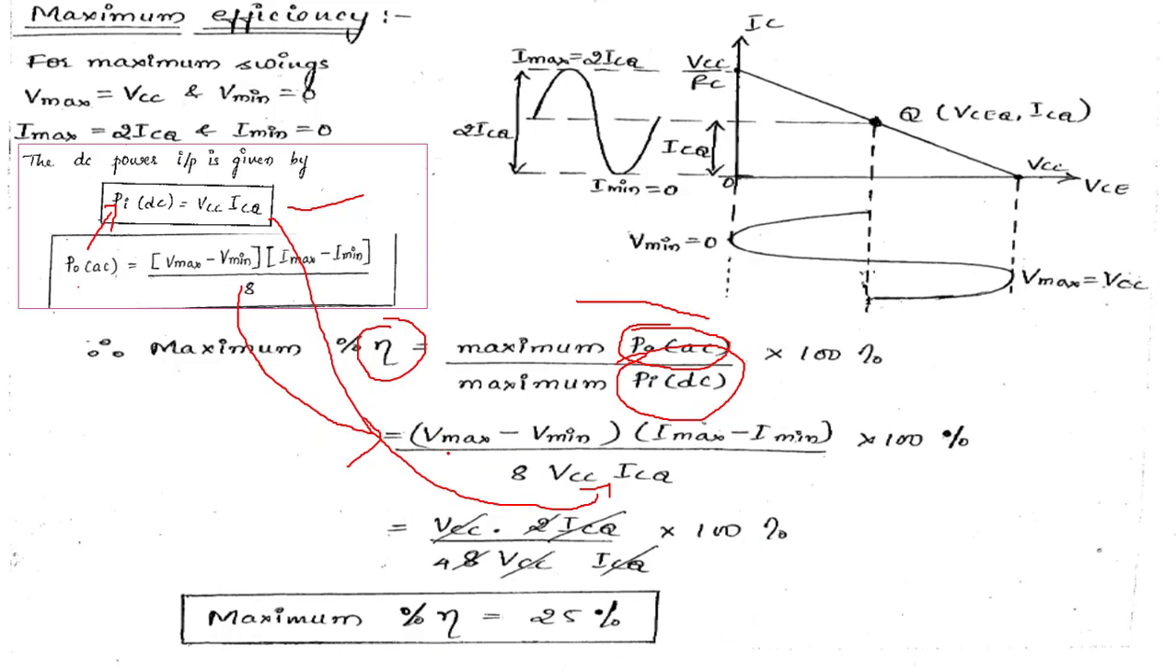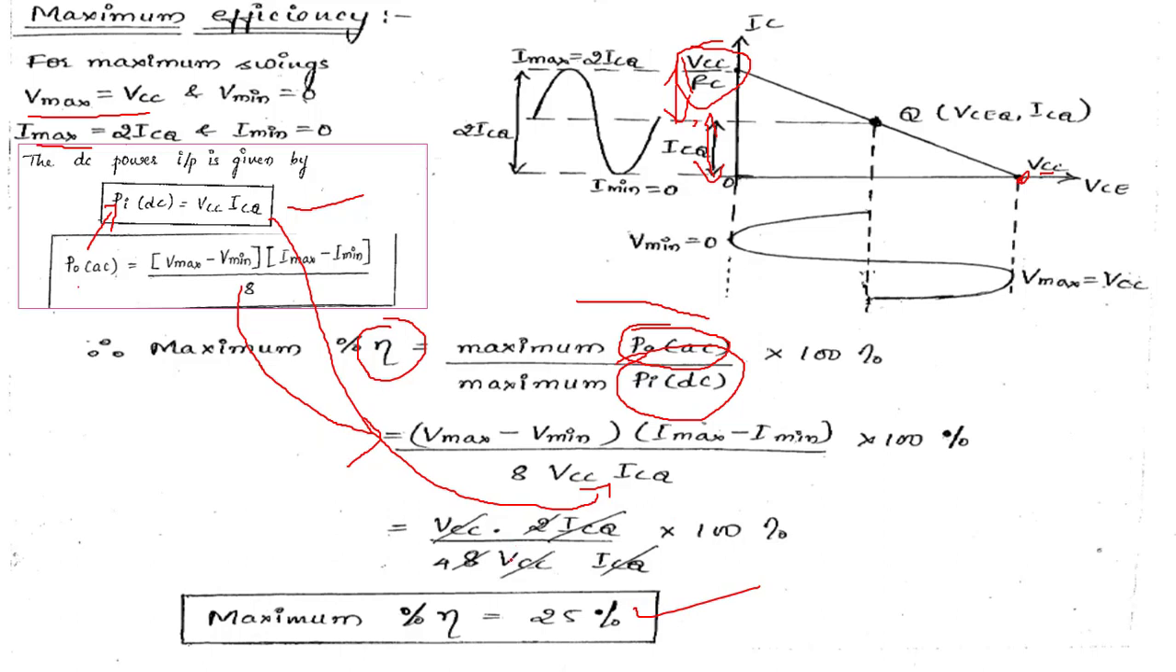We know what VC max is. VC max is equal to VCC. Why? Because in this portion, the maximum point I am getting is VCC. Same way, what is I max? We are getting 2 ICQ, because from 0 to here this point we call ICQ, and this point we call 2 ICQ. You can take VCC by RC also, it holds good. If you take VCC by RC and VCC, then also you will get the same answer because VCC gets cancelled. So this answer you get as 25%.